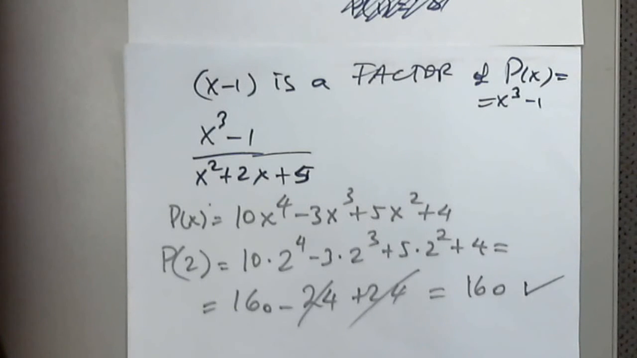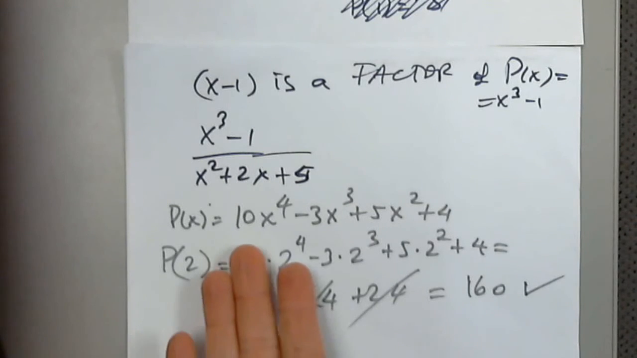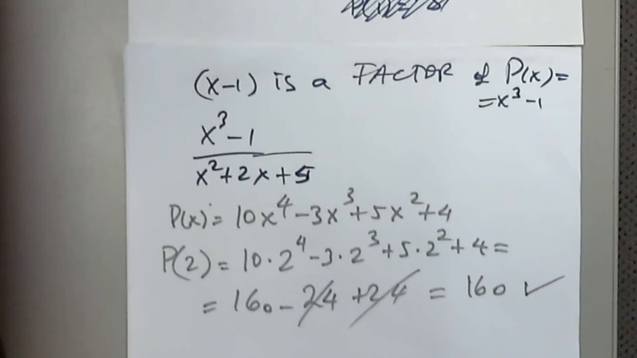Okay, what do we conclude? Is x minus 2 a factor of this polynomial? No, because the remainder is not 0. The remainder must be 0. If the remainder is not 0, then x minus 2 is not a factor.